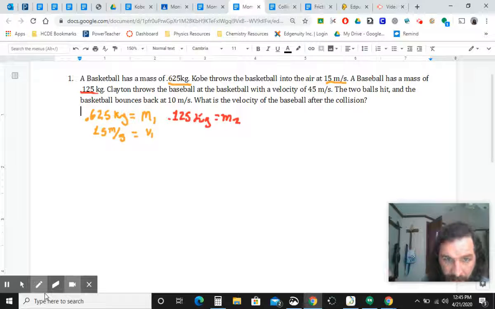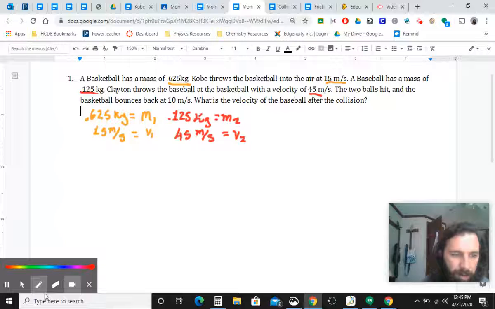Clayton throws the baseball at the basketball with a velocity of 45 meters per second. So 45 meters per second equals, that's a velocity, and it's the second object we're worried about, so it's going to be V2. The two balls hit, and then the basketball bounces back at 10 meters per second.